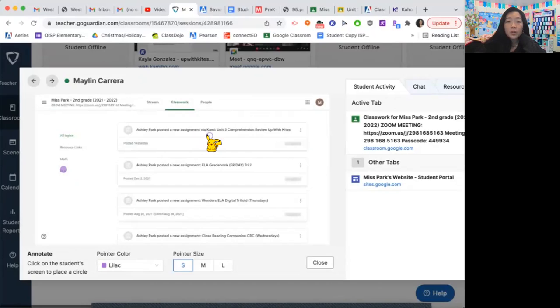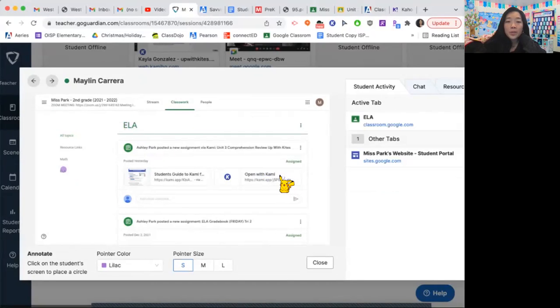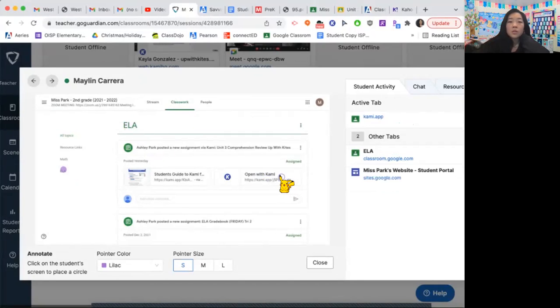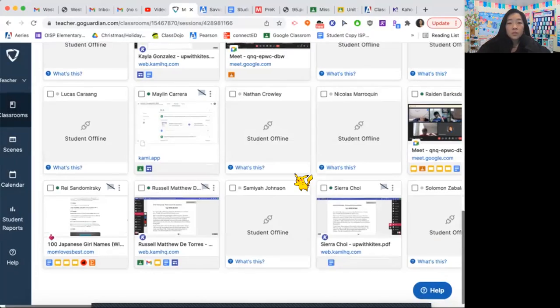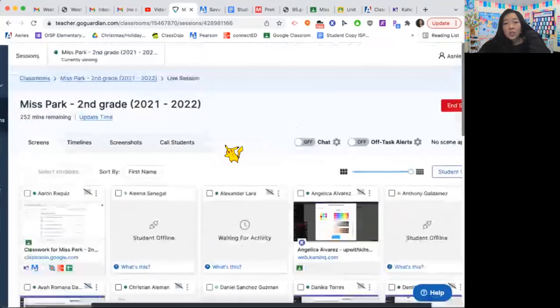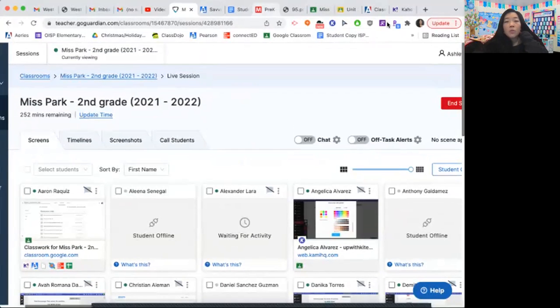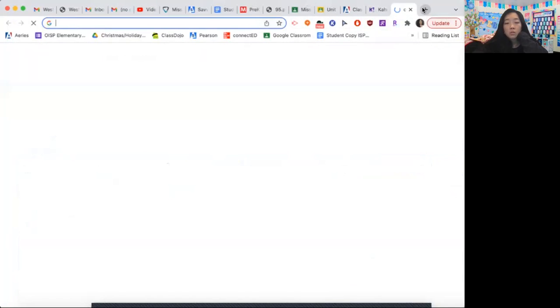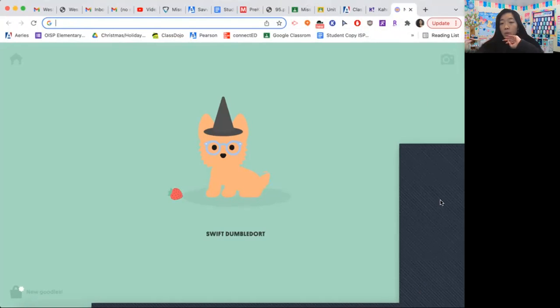And then it's that first one right here. Open with Cami. Perfect. If you guys need more time or have any questions, let me know. Okay. I'm going to go ahead and open it with Cami as well. I'm going to open it a different way.